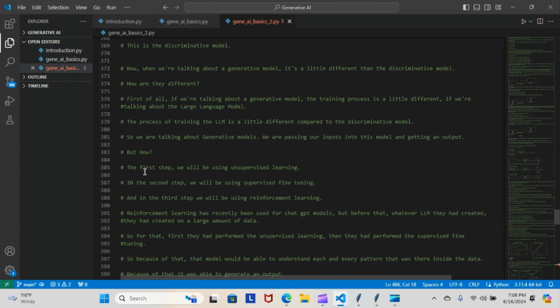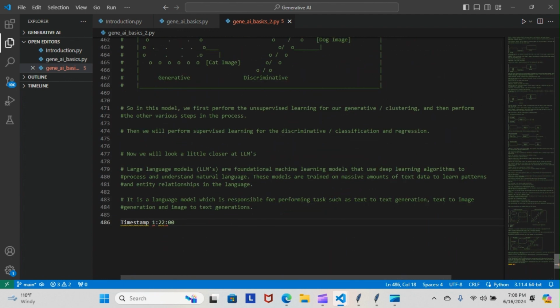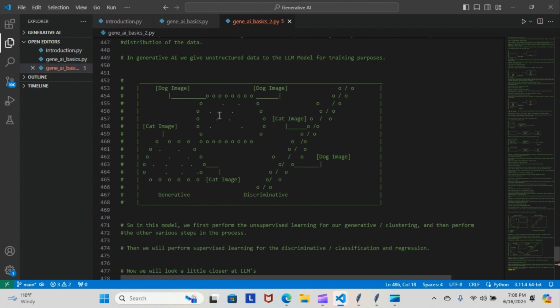Yeah, see, the first step will be unsupervised learning. The second step will be using supervised fine-tuning. And the third step, we use reinforcement learning. So that's everything that's going to go into this generative model here, with those various steps, and then this one just gets supervised learning for the discriminative.